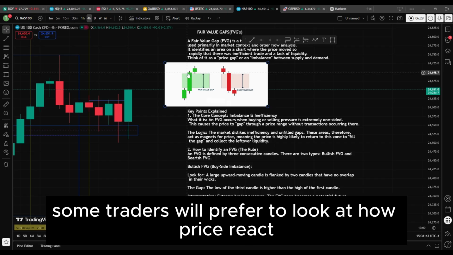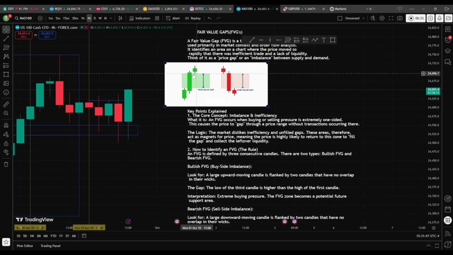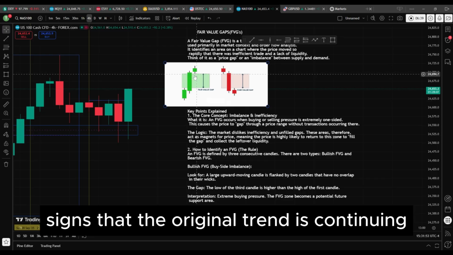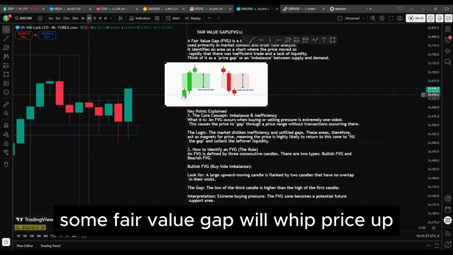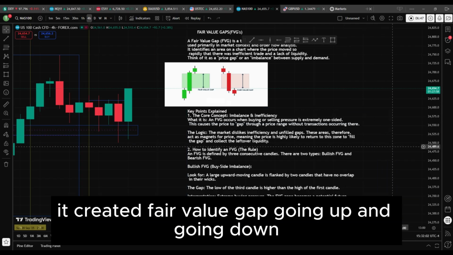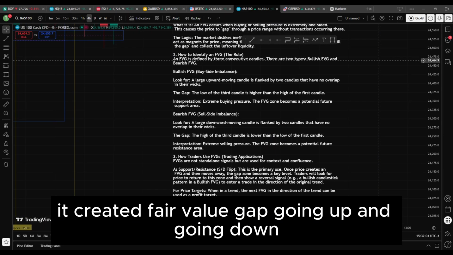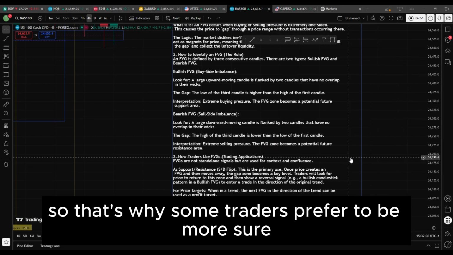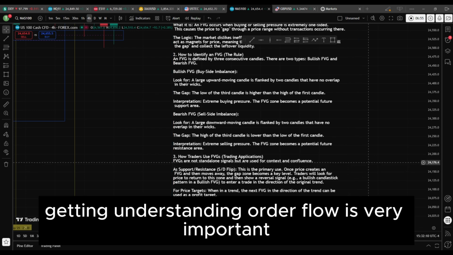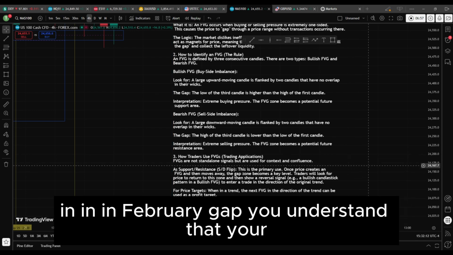What you'll be looking at, some traders will prefer to look at how price reacts at this edge of the bullish fair value gap. If price shows candlestick signs that the original trend is continuing... some fair value gaps will whip price up and then return back, and then you find out that it created a fair value gap going up and going down. So there are some traders who prefer to be more sure. Yet understanding order flow is very important in fair value gaps.